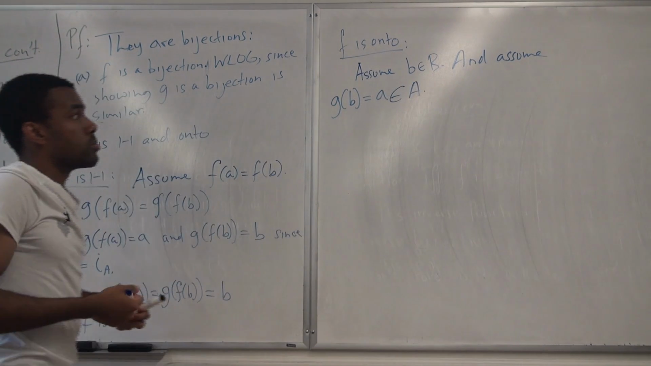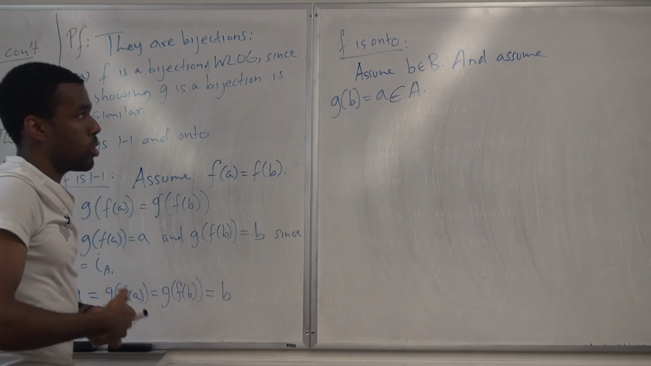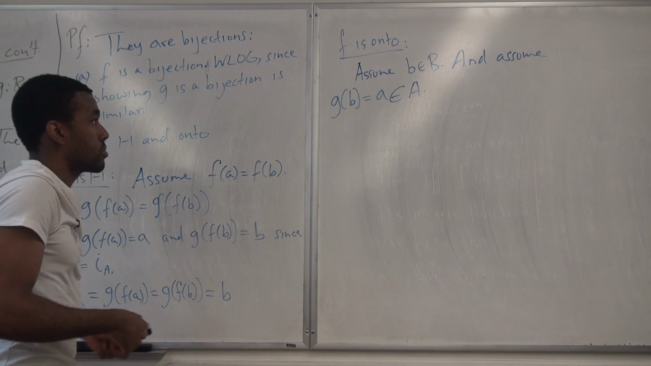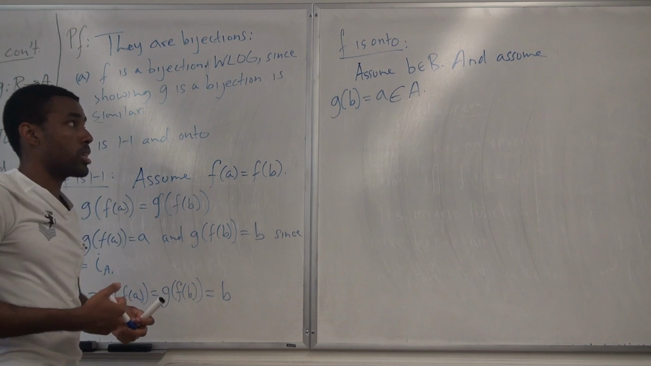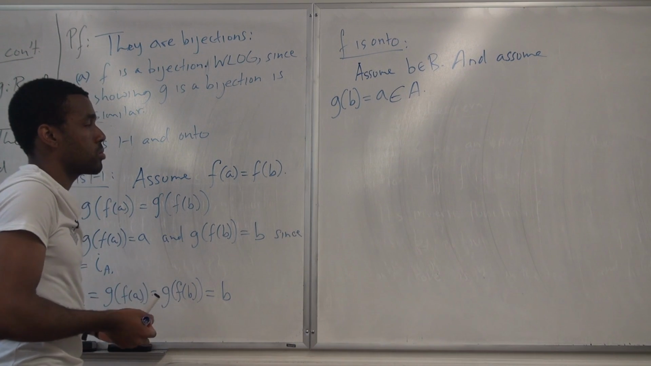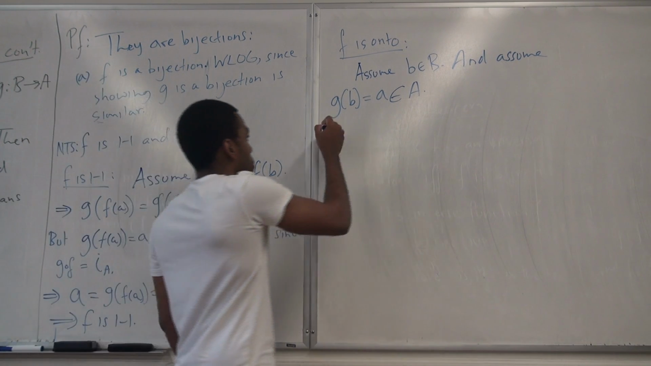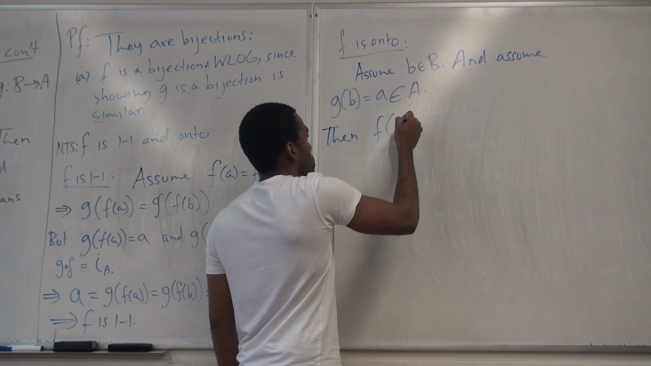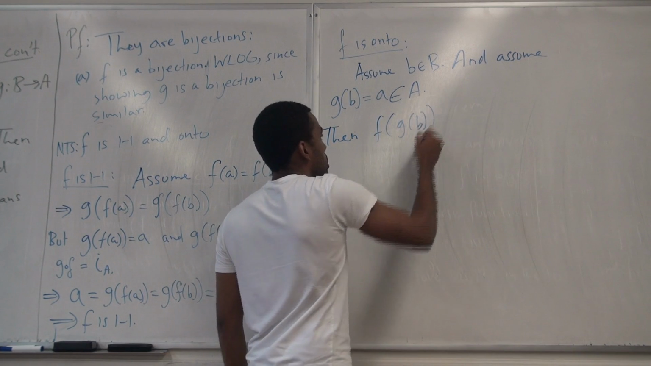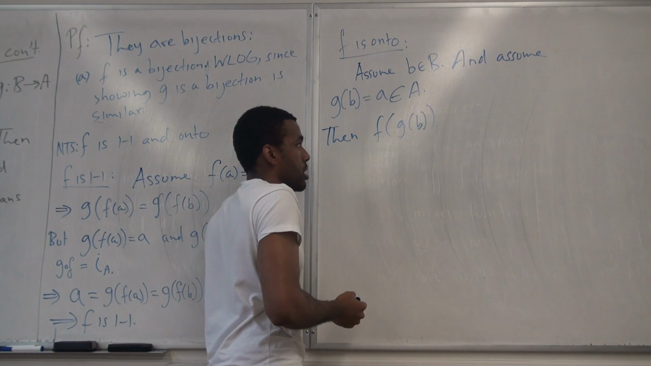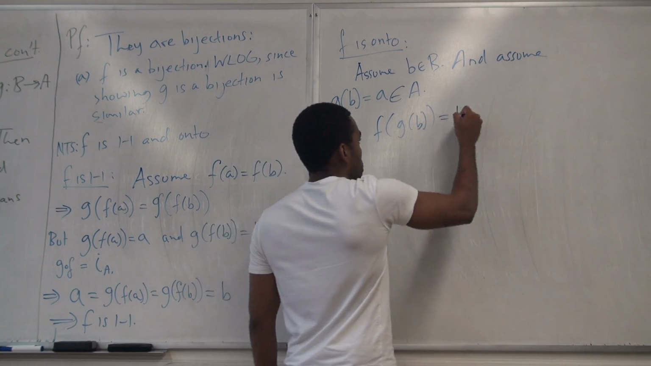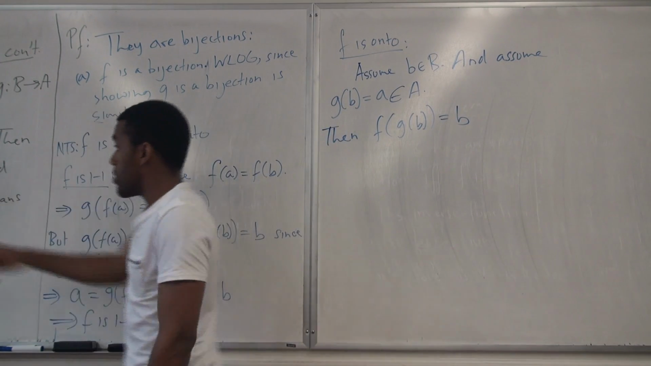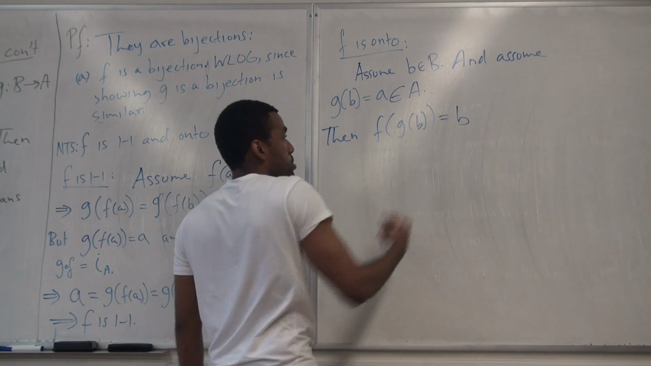Okay. So now what? So use our assumptions again. What can we say? Well, if I look at F of G of b, what is that? That's just b, because F of G is the identity on B. If I plug in an element in B, it just gives me the element back.